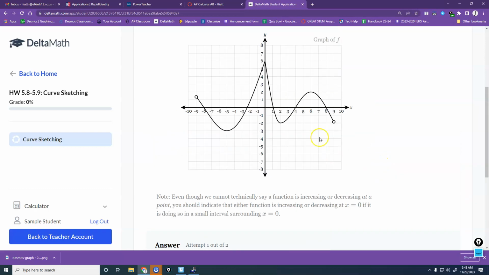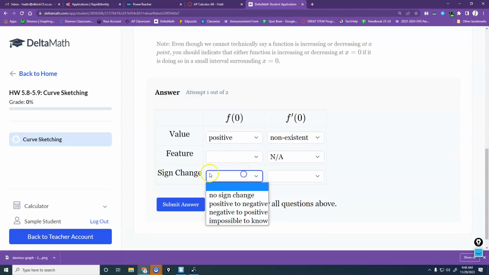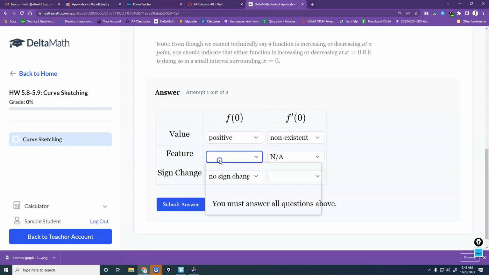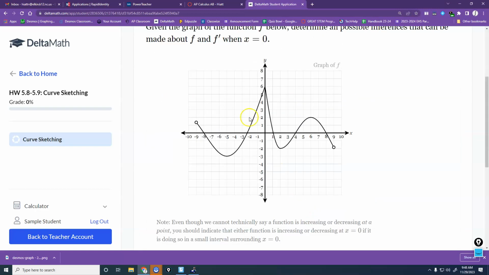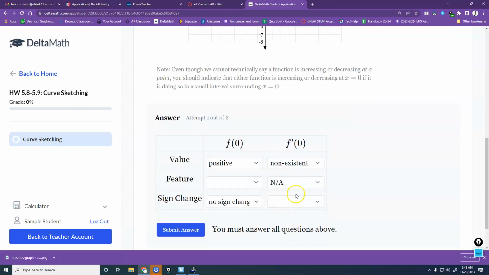At 0, do we have a sign change in our original? We do not. So we'd say no sign change. What about in our derivative? Would we have a sign change in our derivative? Yeah. The derivative is the slope of your tangent line. You're increasing here, decreasing here, so you would have a sign change. It would be positive to negative.